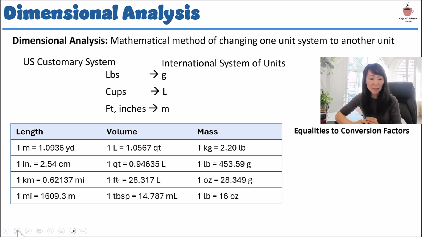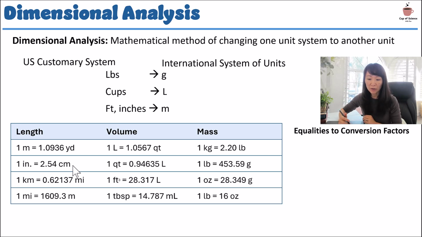Here's what I mean. Let's take a length, for example. 1 inch is equal to 2.54 centimeters. This inch is the US customary system, whereas the cm is the international system of units. You can utilize this to do dimensional analysis. Use this to change from the US customary system to the international system of units or vice versa.